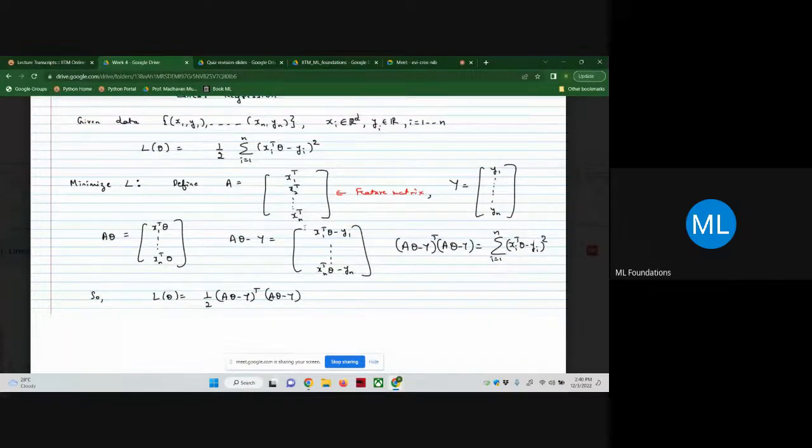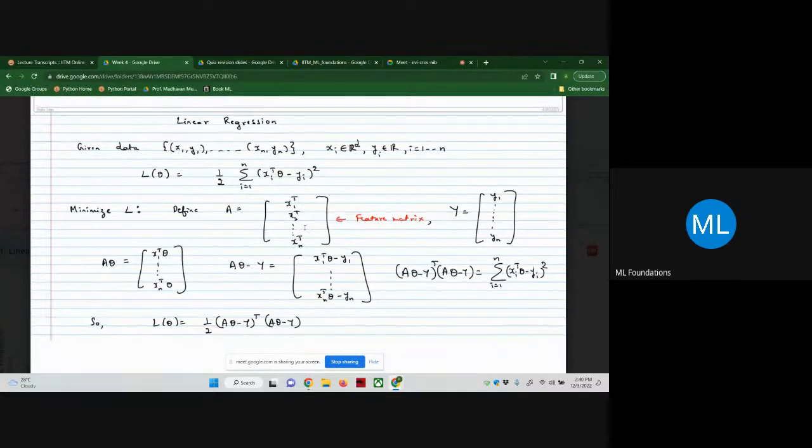So in week 4, we looked into linear regression. Here we have x1, y1, where x1 is a vector, the input parameter, and y1 is the output value. We should be finding a weight such that x1 transpose theta, I mean x1 dot theta, should be equal to y1. But like always, we cannot find the exact value that will be equal to y.